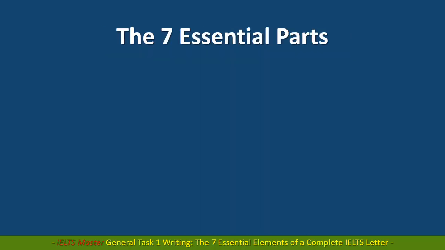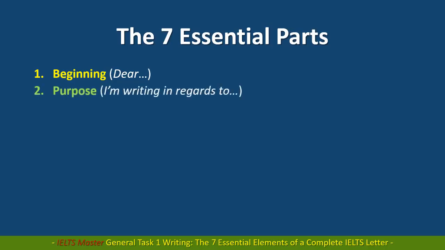Next, I want to talk about the 7 essential parts of a general Task 1 writing letter. First is the beginning. For example, Dear Sir or Madam, or Dear John, depending on formal or informal letters. Next is the purpose. Why are you writing? I'm writing in regards to, or I'm writing regarding, or something like that. Why are you writing this letter?